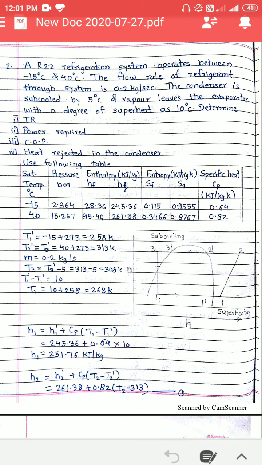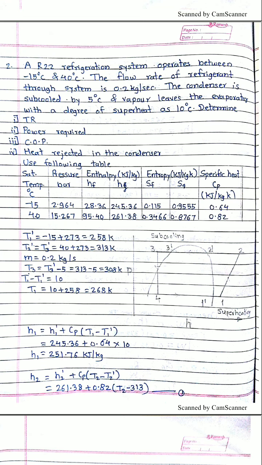So what is the given data? T1 dash is given because it is on the saturated curve, so T1 dash is equal to minus 15 degrees Celsius, which converted into Kelvin is 258 Kelvin. T2 dash is equal to T3 dash, that temperature is 40 degrees Celsius, so 40 plus 273 is equal to 313 Kelvin. Mass flow rate is given as 0.2 kg per second. Now we have to calculate T1 and T3.